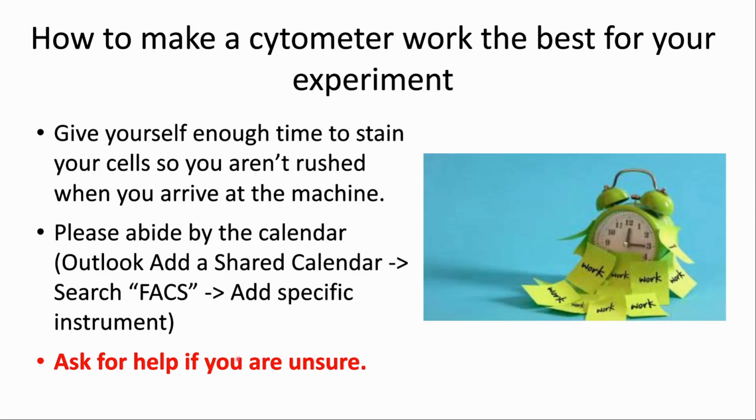Also, if possible, please pass your cells over a cell strainer in order to remove cell clumps and debris which may clog the machine. Ask for help from the flow cytometry staff if you are unsure, and we can both advise and provide assistance to setting up your instrument and collecting your data.